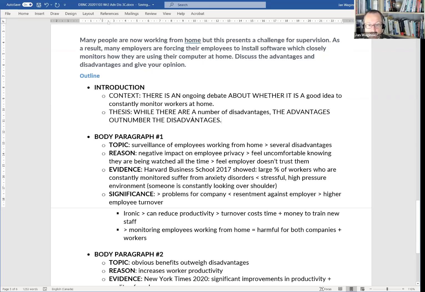I would use a synonym here instead of disadvantages. What would be an easy synonym here? Drawbacks. Is there another synonym? Cons. Cons is kind of informal. Downsides. Don't say cons. It's a bit informal. Downsides.